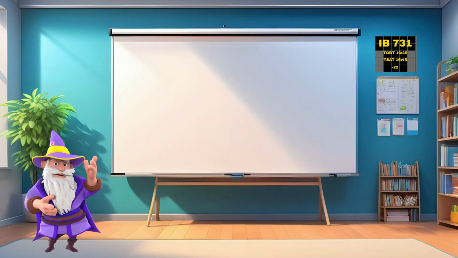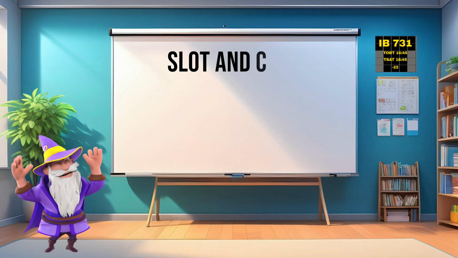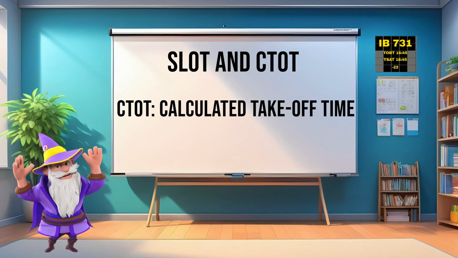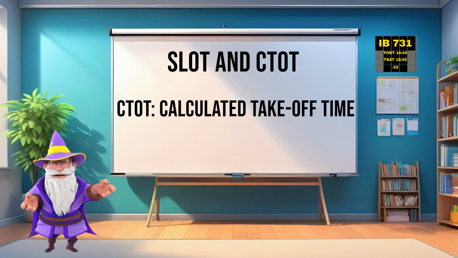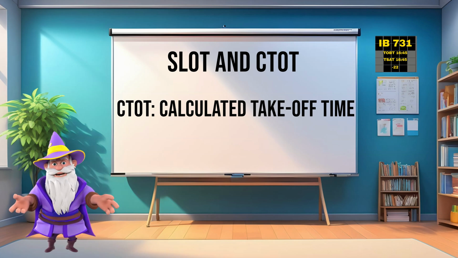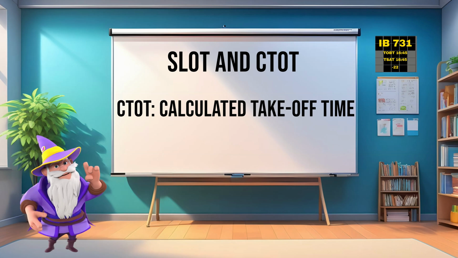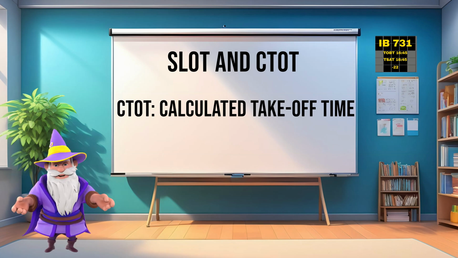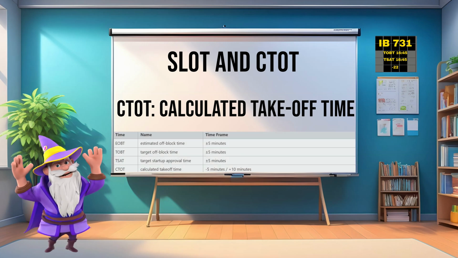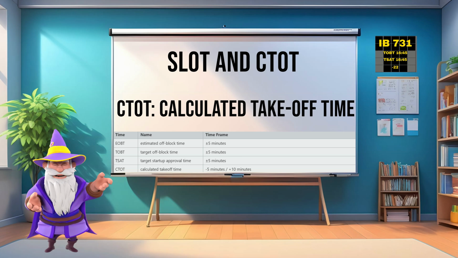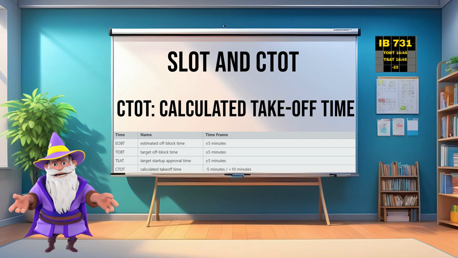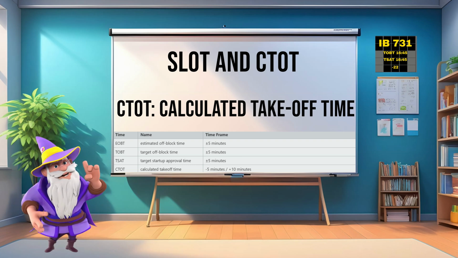Okay, so let's now talk about slot and CTOT. Slot management plays a critical role in managing traffic flow at congested airports. A slot is a time window allocated to an aircraft to depart from a specific airport. The calculated takeoff time, or CTOT, is part of this slot management. Pilots must ensure takeoff within -5 minutes or +10 minutes of their assigned CTOT. Failing to comply with CTOT can result in losing your slot, leading to significant delays and resequencing.